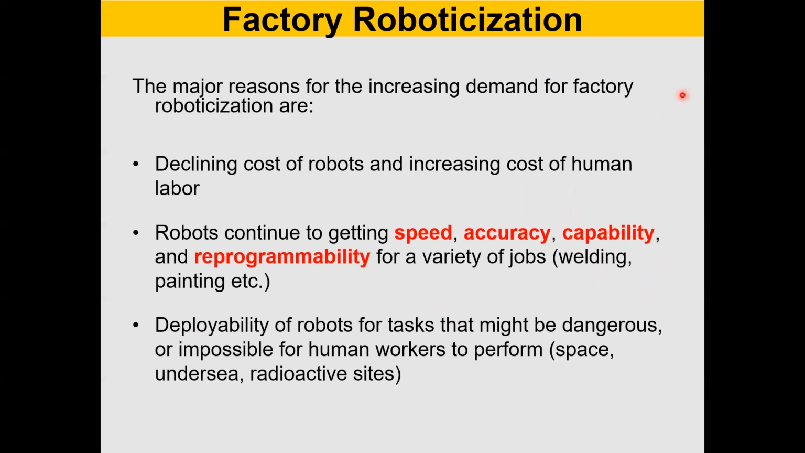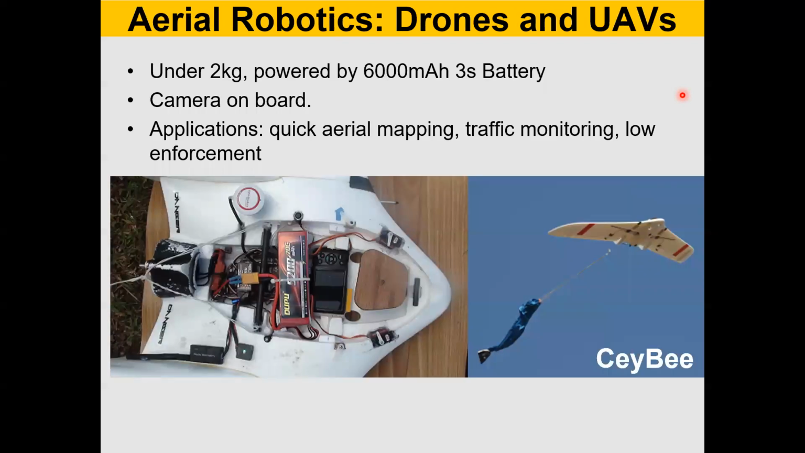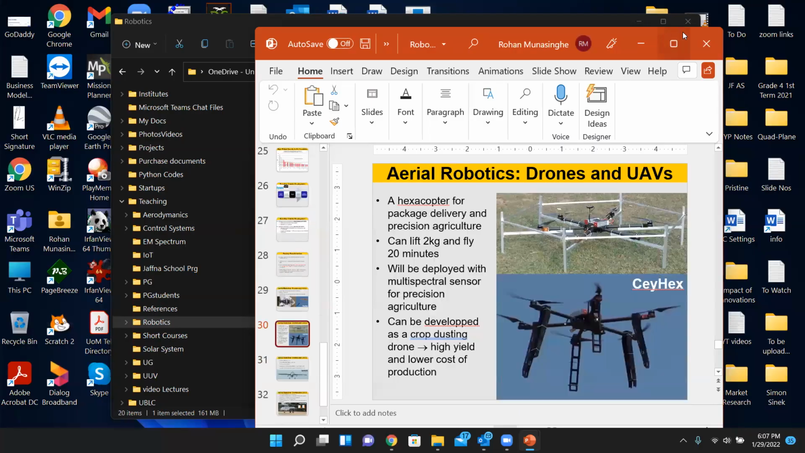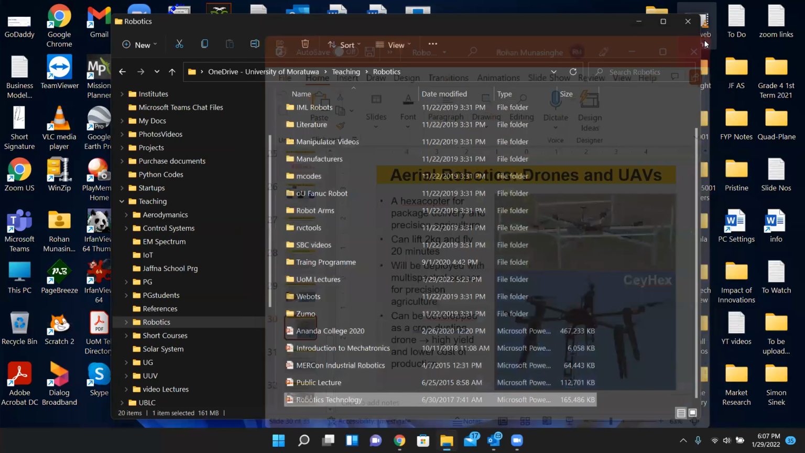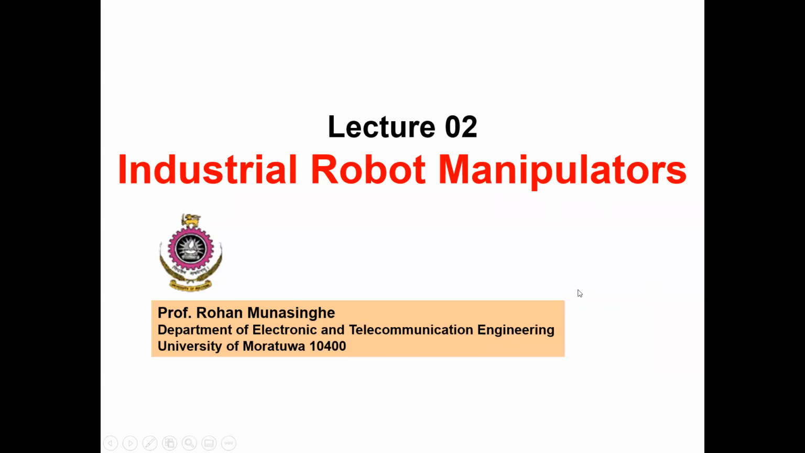So these are the reasons why the factories, the manufacturing industry would like to go for roboticization, right? Enough and more reasons, right? So that's about it. Now it's time for us to take a break. All right.